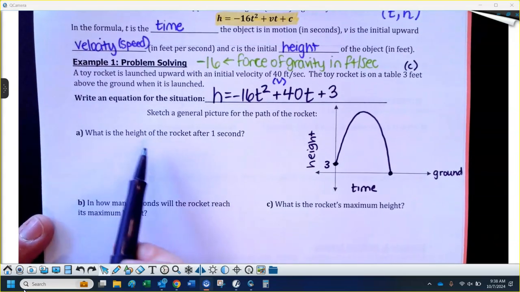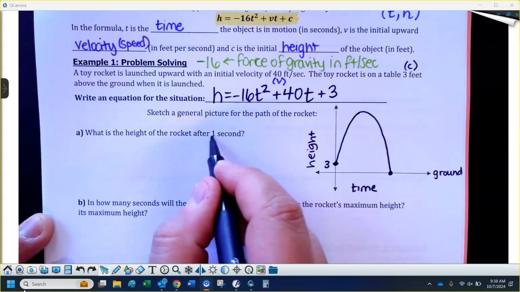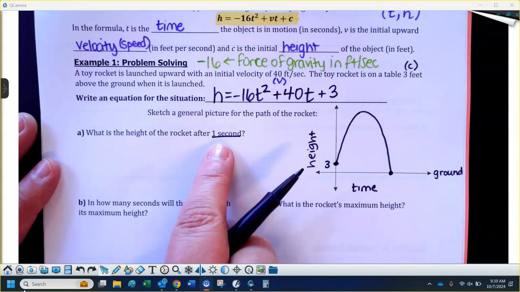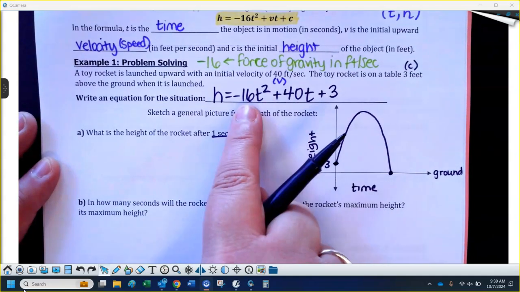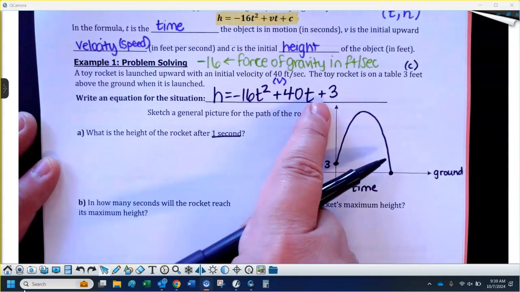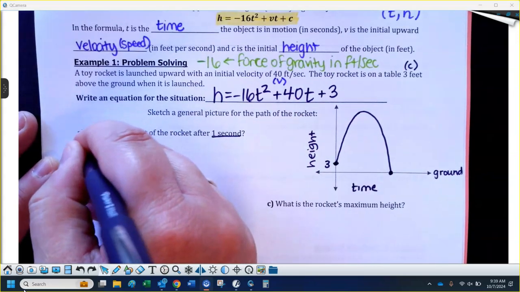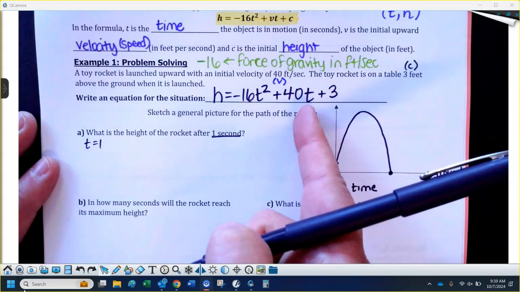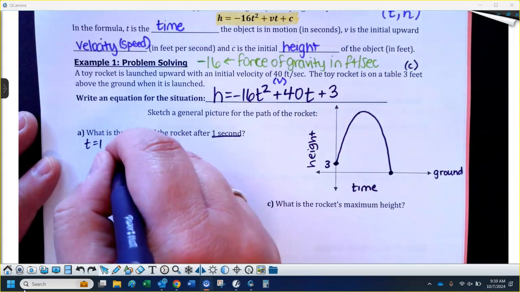Okay, how would you figure out the height of the rocket after 1 second? Hunter, what do you think? Yes. So you're literally just going to put this in. You can use the gravity and everything too. Just put this in for the time, they're giving you the time. So we're just going to multiply that by the -16. We're going to multiply that by the 40 and add the 3. So you're just going to plug it in.